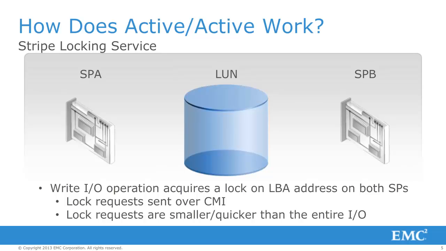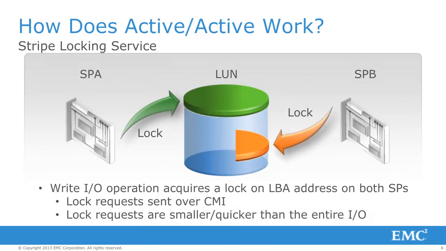The SPs communicate to each other using a Stripe locking service with a Communication Manager interface, also known as CMI. For example, an SP must request an exclusive lock for an LBA region on a LUN prior to any write request. After permission is granted from the locking service, the SP proceeds with a write to the LUN.